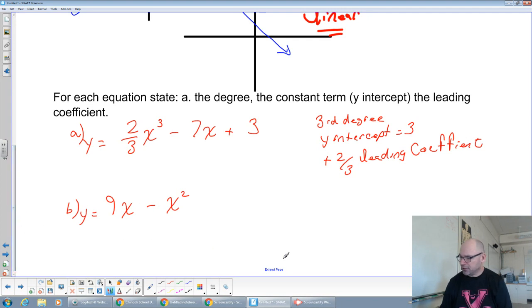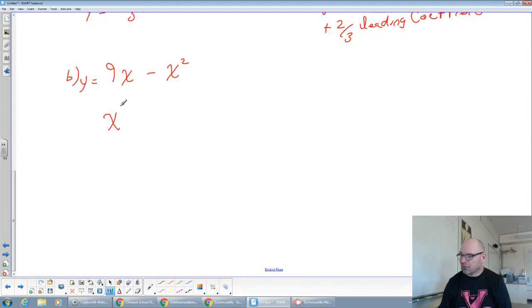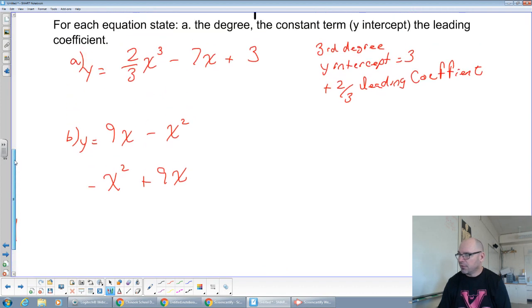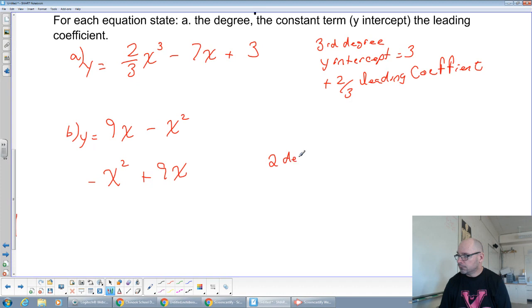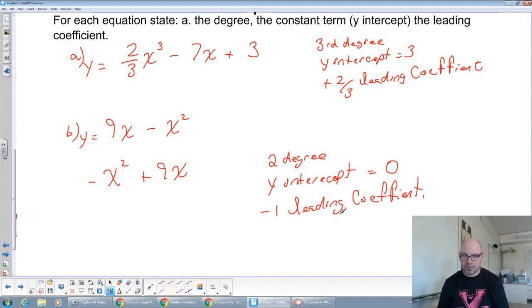Okay, now if it's like this, you have to rearrange it in descending order. So this would be negative x squared plus 9x. Then you can say to yourself, well, this is second degree. The y-intercept is 0. Why is that? Because there is no constant term. There's no number without an x. So the constant term would be 0 because there's nothing there. And the leading coefficient is -1. Okay, that's a typical one that they have.